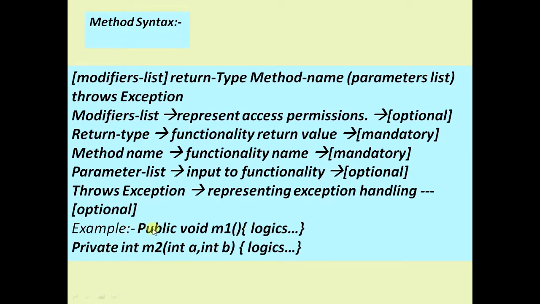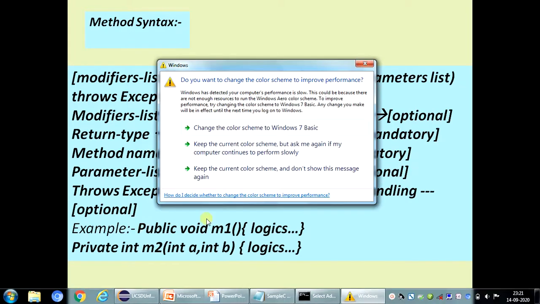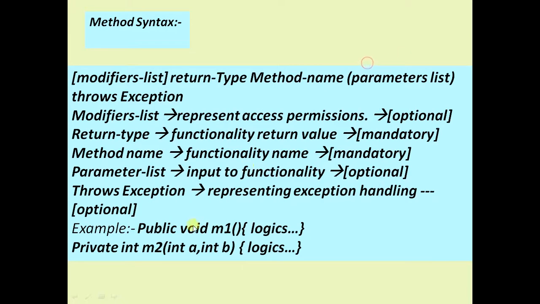See the example: public void m1. This public is the modifier, void is the return type, and m1 is my method name. In this second example, private is the modifier, int is the return type, and empty is the method name. Here I am declaring two variables, a and b. These are the parameters list.